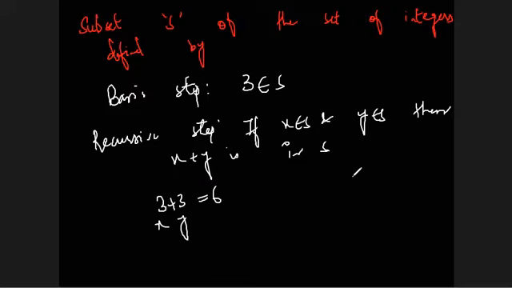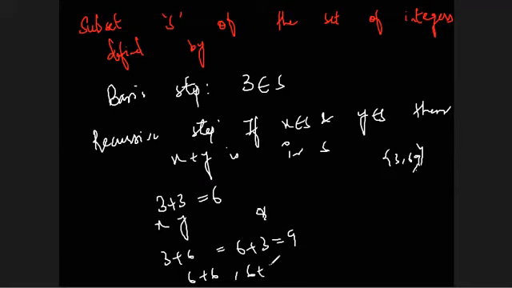After that, you now have 3, 6 in the set. Now x and y can be either 3, 6 or 6, 3. So the next step will be 3 plus 6 is equal to 6 plus 3 is equal to 9. So the next element added is 9. Then we can add 6 plus 6, 6 plus 9, 9 plus 6. 6 plus 6 will give you 12, 6 plus 9 is 15, and that way we can keep on adding.